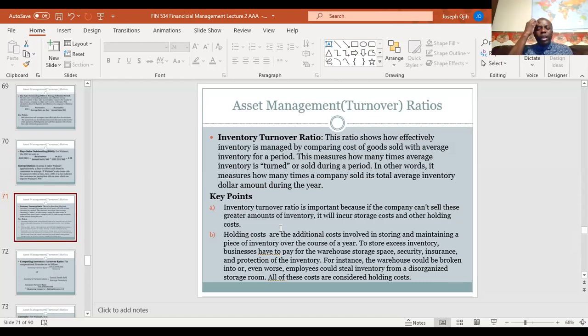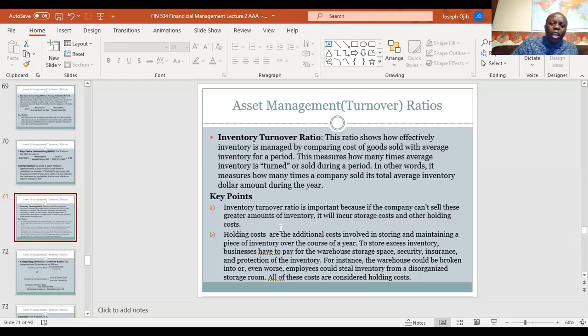Now, when you have excessive inventory, you incur holding costs. Those holding costs include the cost of storage, of course, security, because you have to secure the inventory if you store it, and then insurance in case there's a fire hazard, and protection for the other expenses. You have to manage the inventory as well.